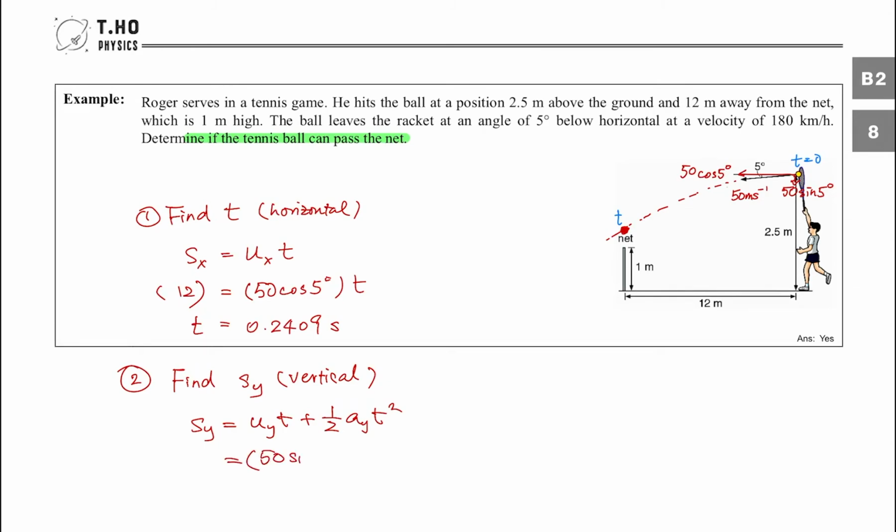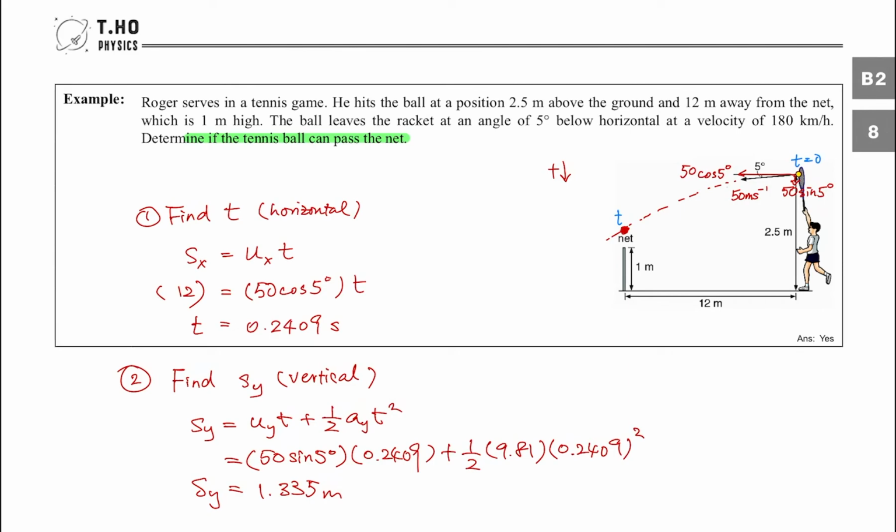Uy is 50 sine 5 degrees. t is 0.2409. And for half a, let's take downward as positive, so a is 9.81, and time is 0.2409 squared. So by calculating this, Sy is equal to 1.335 meters.